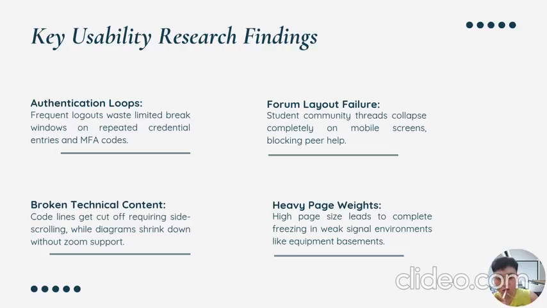Third is the broken forum. The discussion threads collapse on the mobile screen. It's almost impossible for students to ask a question or help peers. And fourth, heavy page load. The page carries too much data, which causes the site to freeze completely when the signal is weak down in the server room.